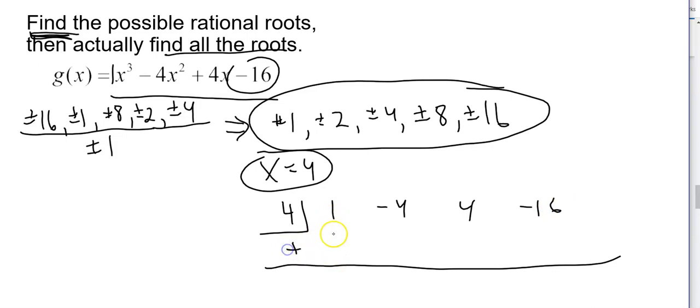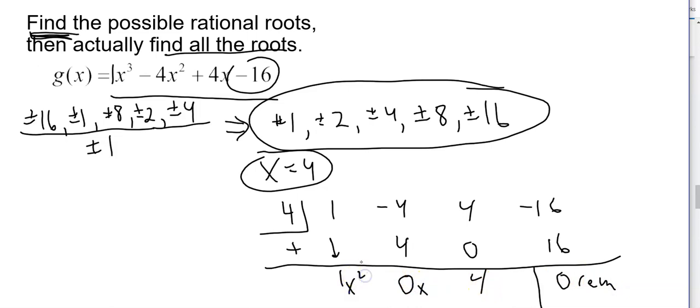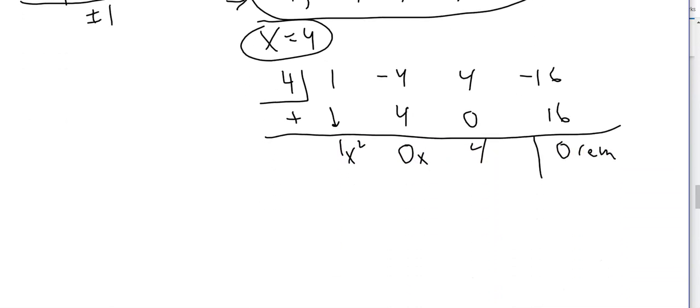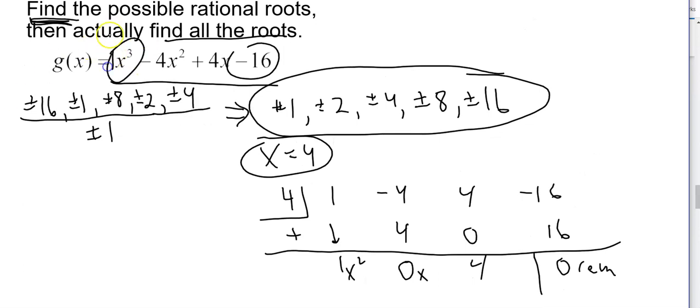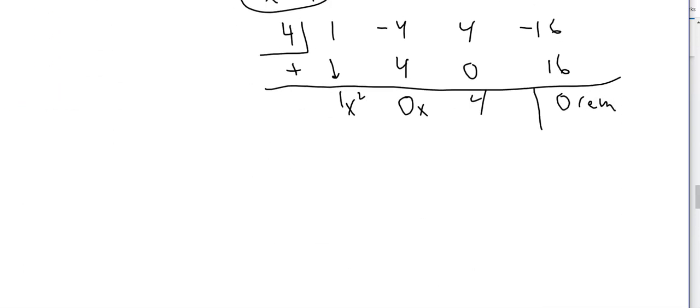You add going downwards, so this is just 1. The first one always just comes down. 4 times 1 is 4. You add, you get 0. 4 times 0 is 0. You add 4. 4 times 4 is 16. All right. So the remainder is 0. Remember, that's our constant, that's our x term, and that's our x squared term. So now we took this from x to the 3rd power, and now we have this one down to a quadratic.